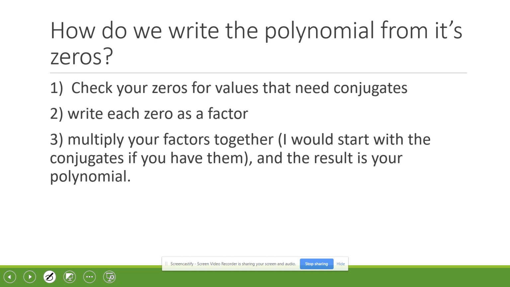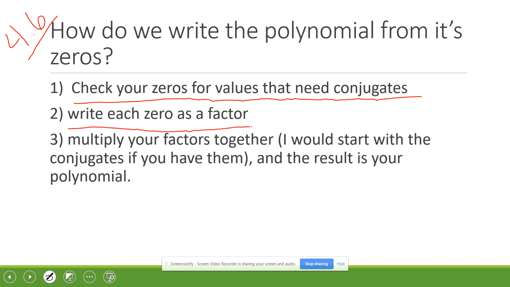Welcome back, everybody. We are finishing our 4.6 notes tonight, and we're going to take it just a little further than what our last set of notes were. So our steps for actually writing the polynomials, we're going to check our zeros for any values that need conjugates. Write each zero as a factor, and then multiply our factors together, writing the resulting polynomial in standard form.